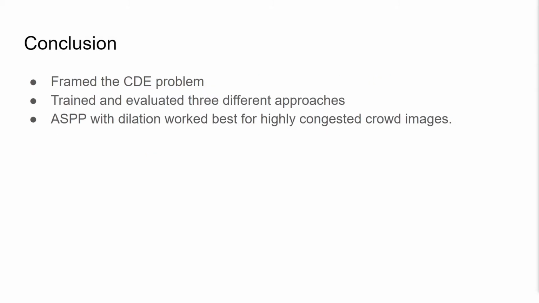In conclusion, we framed the CDE problem, and subsequently through comparison of the three architectures, we evaluated the impacts of dilated convolution and found that the best approach to CDE on congested crowd images is by using a CNN of dilated kernels in conjunction with an ASPP layer to account for scale variations.